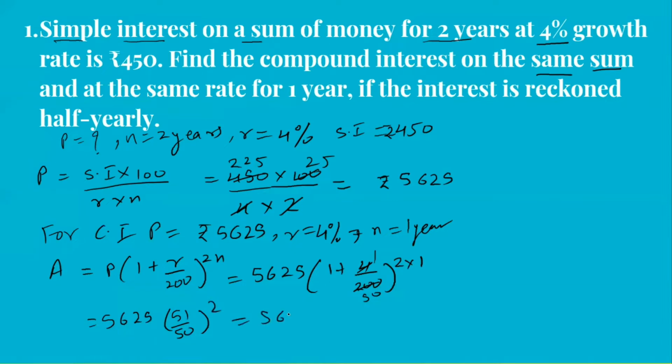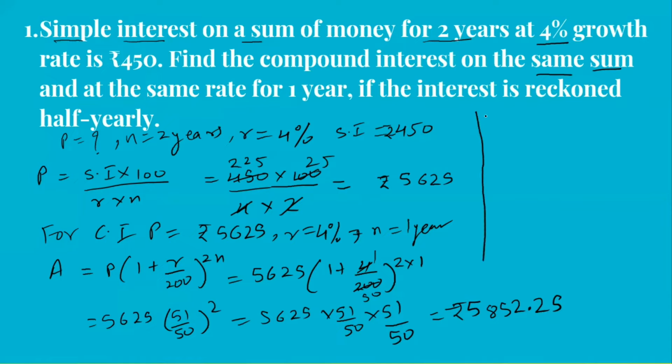So 5,625 into 51 upon 50 into 51 upon 50. Simplify this and you get the amount as rupees 5,852 and 25 paise. So this is the amount, right? But you are asked to find the interest, reckoned half yearly.